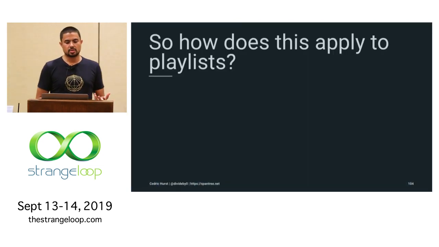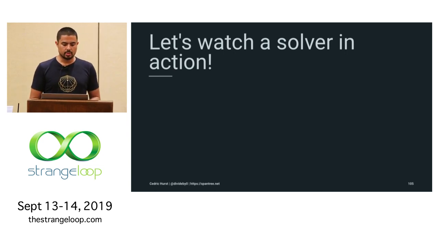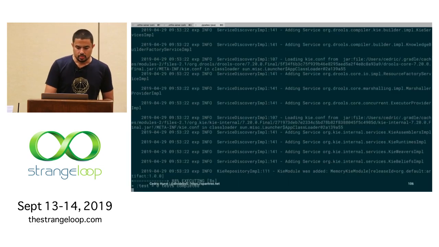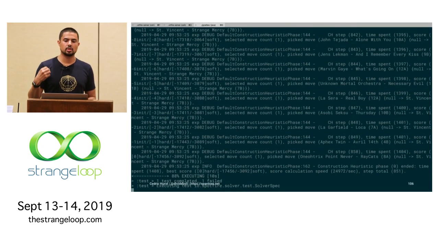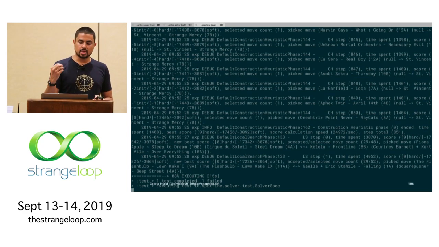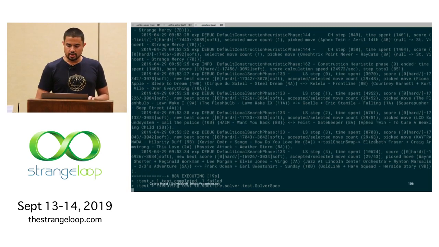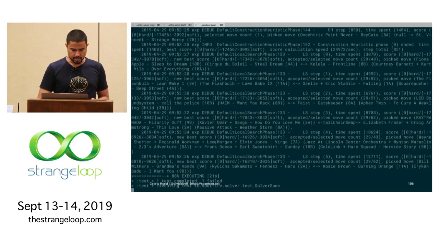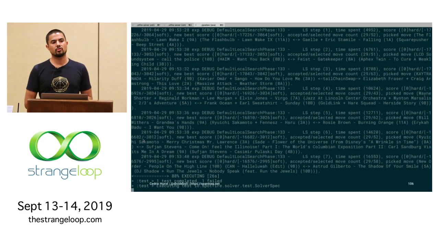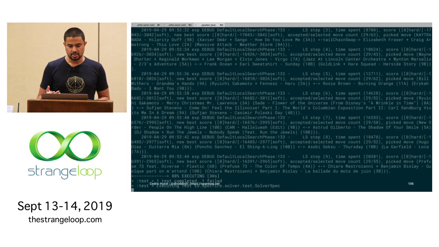So how does this apply to playlists? Let's watch a solver in action. This is from the code base for this playlist optimizer that I've written. What's happening is we start by loading in all the data. And very quickly, it's looking through a batch of moves and trying to determine whether the score got better or worse. You'll see these scores here. They should be going down, but occasionally they'll go up to avoid local optimums, or local maximum.